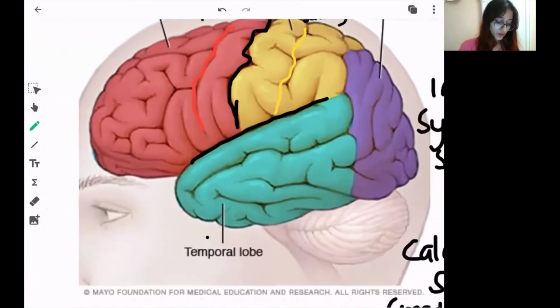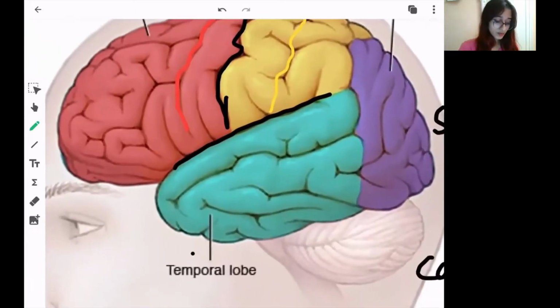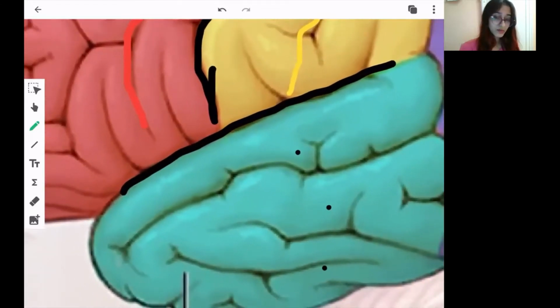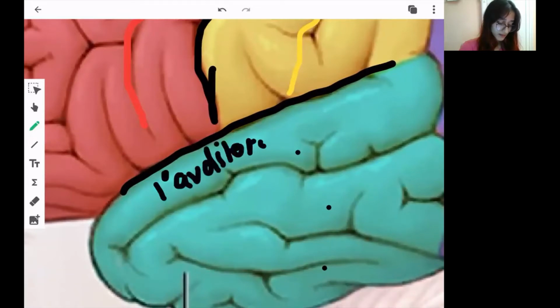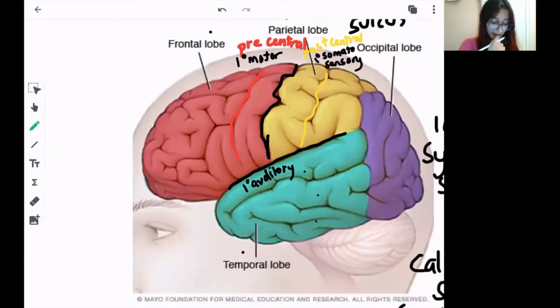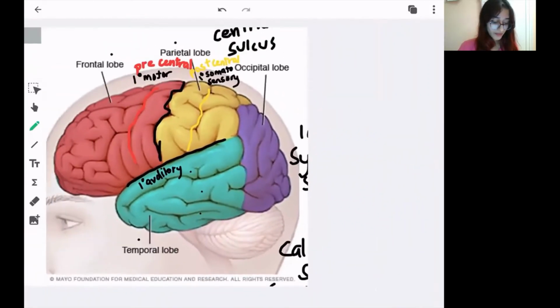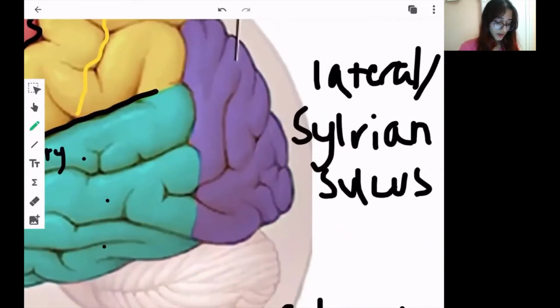The temporal lobe again has 3 gyri: the superior, middle, and the inferior gyri. The superior gyrus is the primary auditory cortex. And the occipital lobe is the visual cortex.